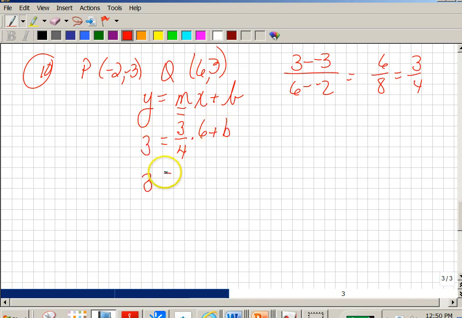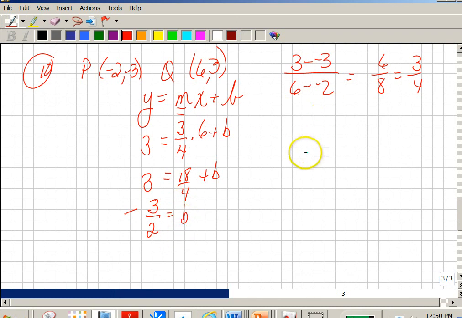A little arithmetic, 3/4 times 6 is 18/4. And then 18/4 is the same as 4.5, so you're going to subtract 4.5 from both sides, and you get negative 3/2. Go to your calculator for the arithmetic if necessary, and that's our b value.